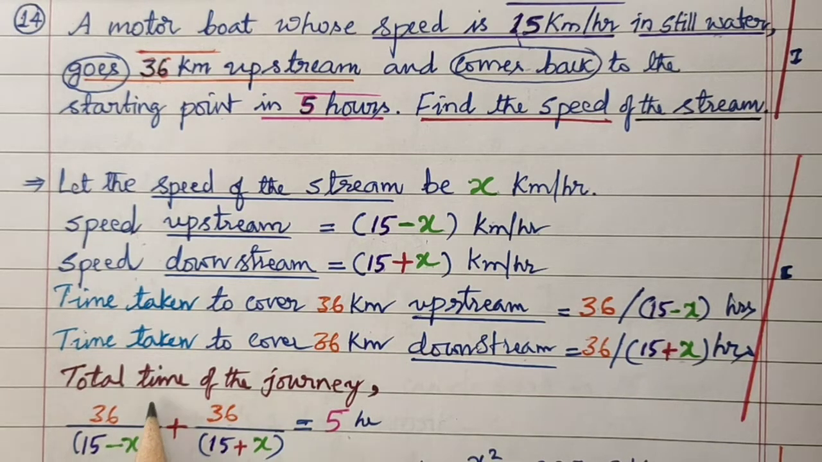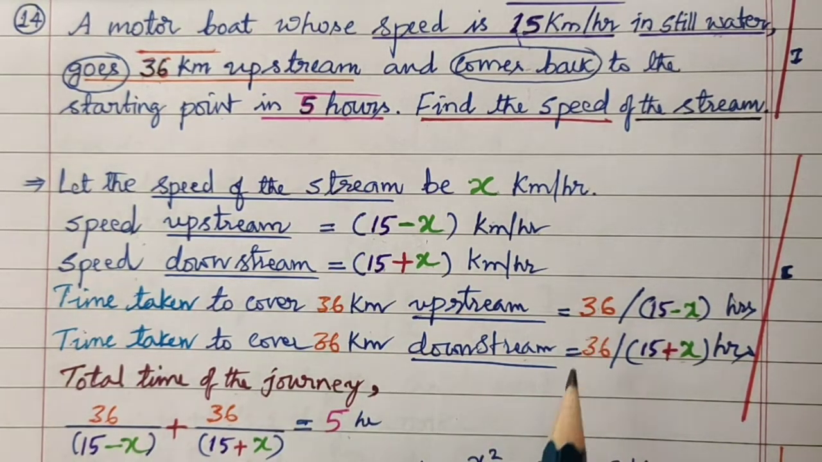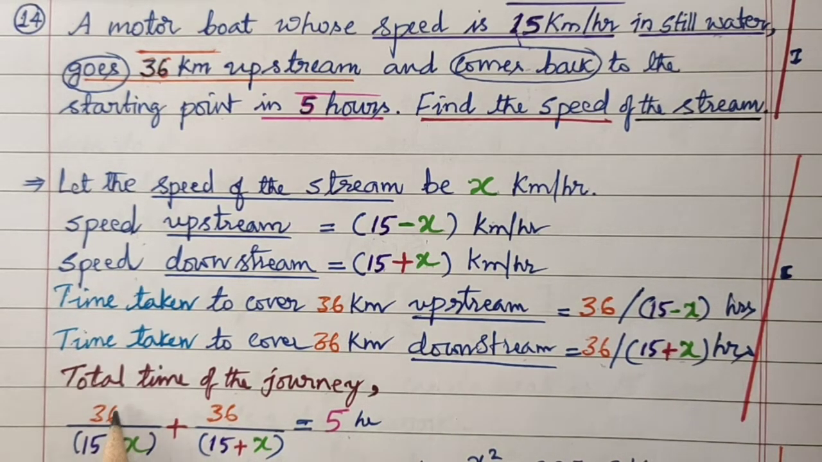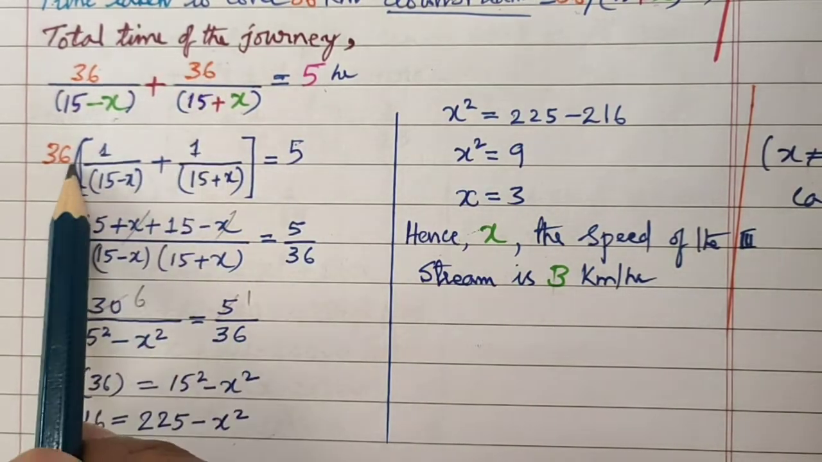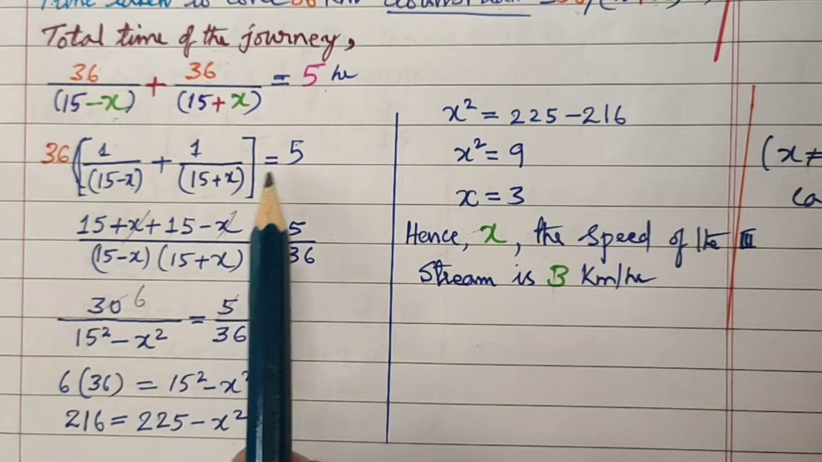Then the total time of the journey, they have given as 5 hours. The upstream time plus the downstream time will give the total time. 36 divided by 15 minus x is the upstream time, and 36 divided by 15 plus x is the downstream time, and that is equal to 5 hours. Once you get to this form, it will be easy. Take out 36 as common: 1 divided by 15 minus x plus 1 divided by 15 plus x is equal to 5.